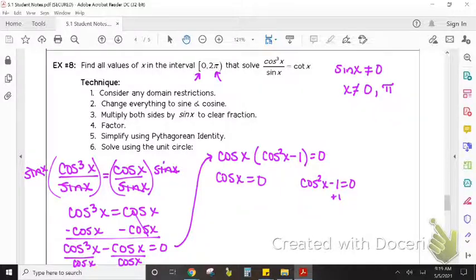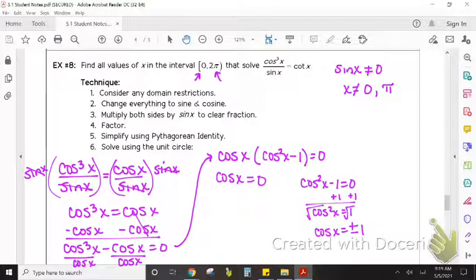So let's add the 1. So we have cosine squared of x equals 1. Take the square root to get rid of the square. So cosine of x equals, don't forget your plus or minus, the square root of 1 is 1. Alright, so cosine of x equals 0. This is kind of like what we did at the very beginning there where we found out what our x couldn't be. Now we need to find out what our x can be.